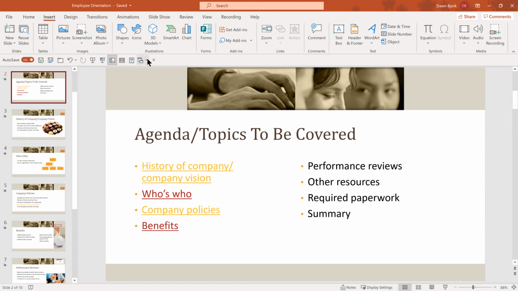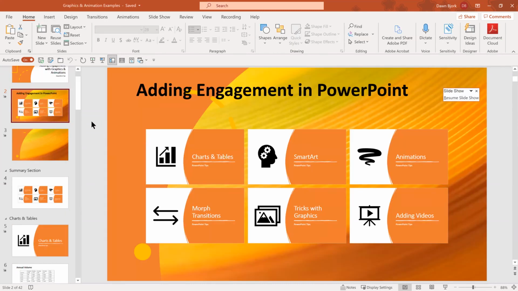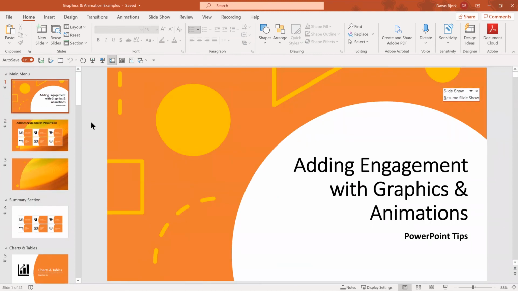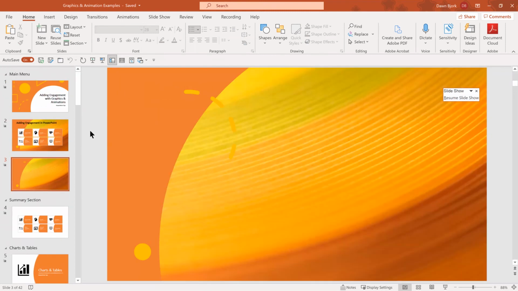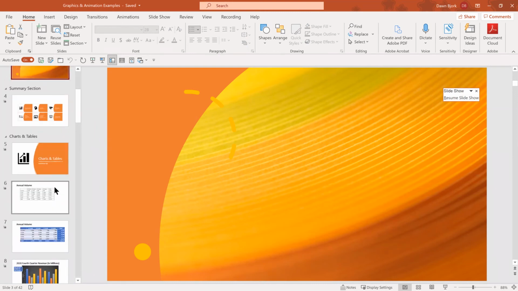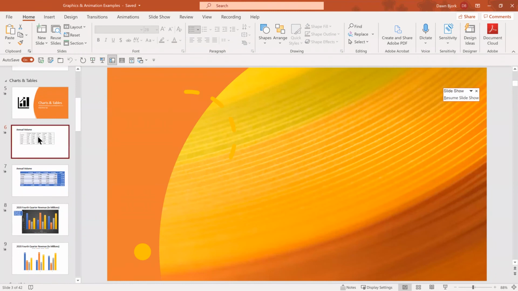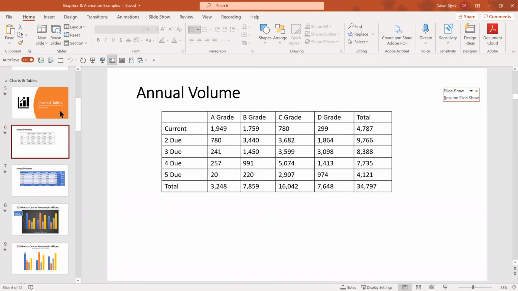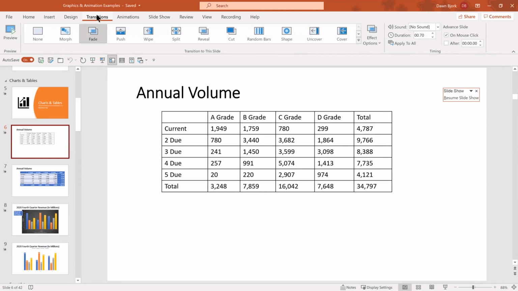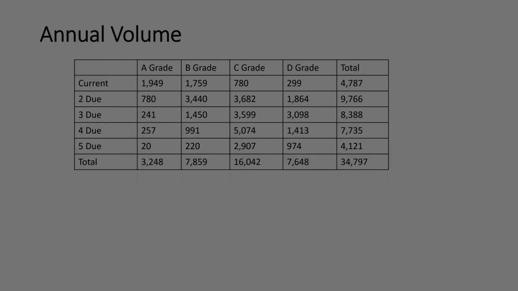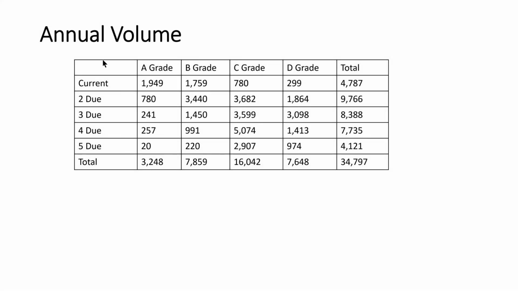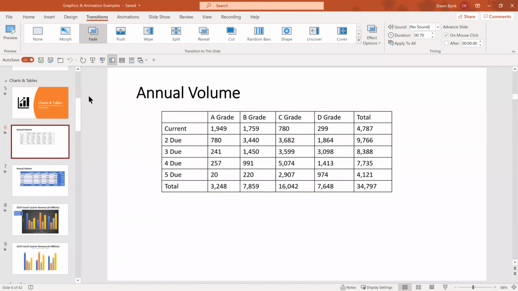Now, here's another possibility. We talked briefly about animation. Transitions are animation between slides, something that might introduce a slide, and you'll find them under the Transitions tab. This one right now is fade, and that simply means that when the slide comes in, it fades. If you use transitions, they can be a really good option.